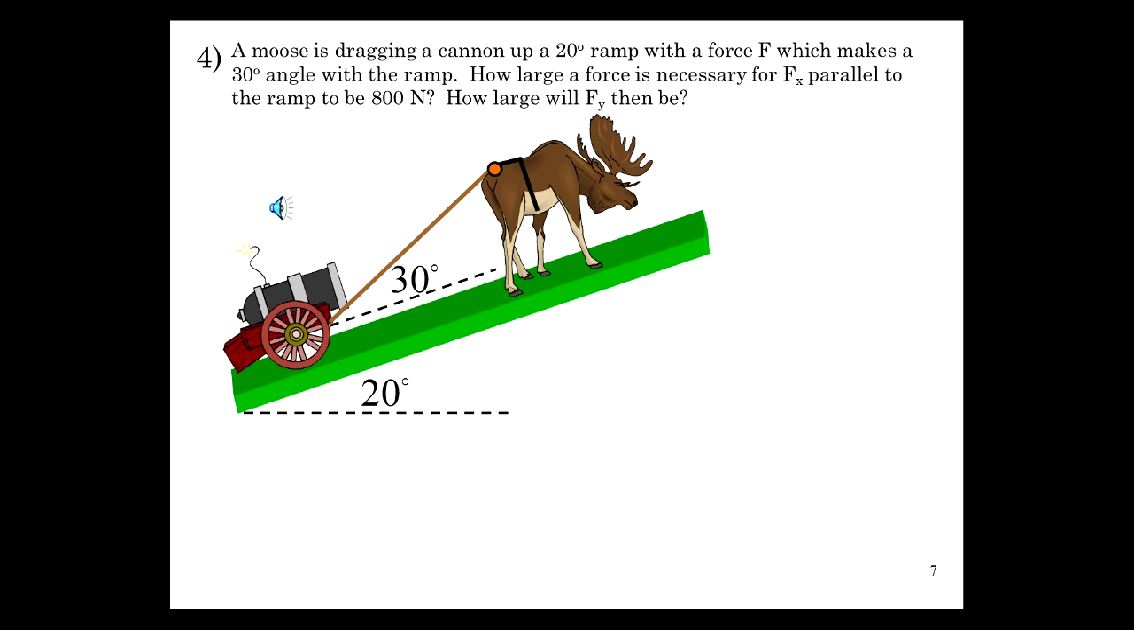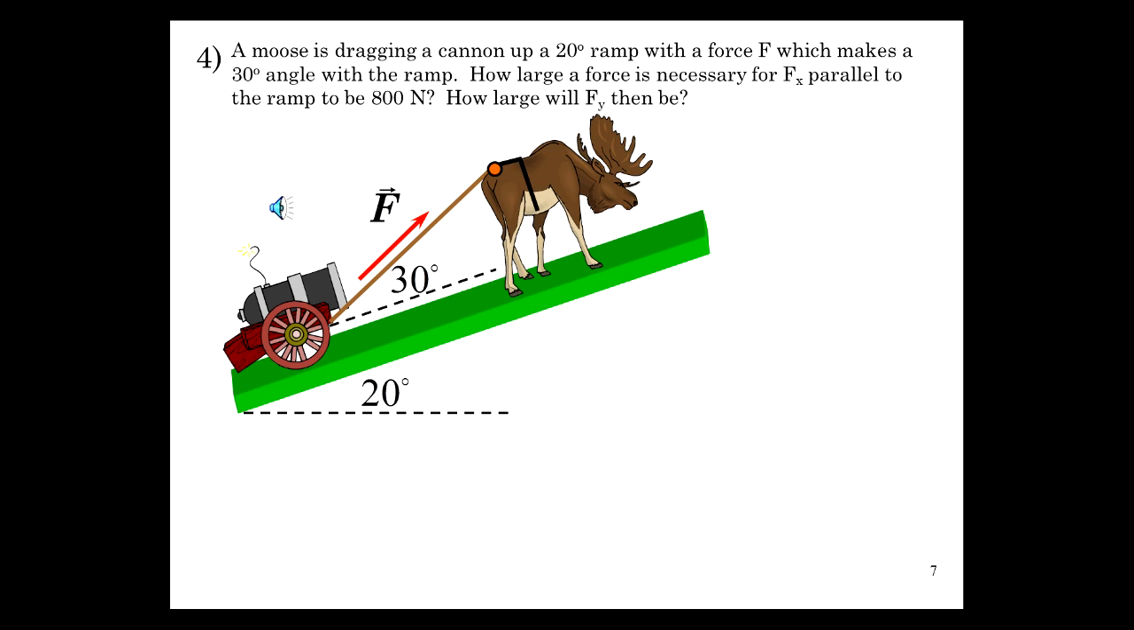Okay. So the moose is hooked onto this cannon. The ramp is 20 degrees from the horizontal, and then the angle of the rope from the moose from that ramp is 30 degrees. So how large a force is necessary for the parallel part, the part along here, to be 800 newtons? And then how large is the F in the y direction?